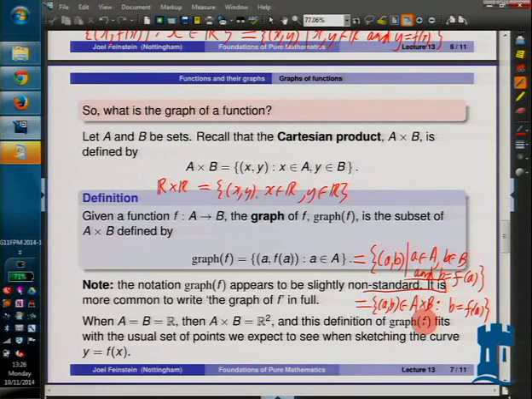And that's unlikely to be the whole of A cross B, unless, of course, B's only got one point in and the function is constant. Or possibly there might be an empty function. Let's not worry about that.